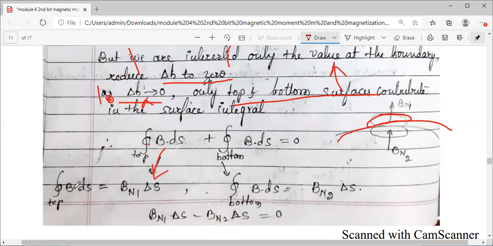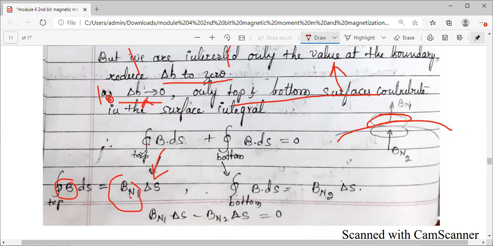So what will be this top surface? Some flux density value will be there. So let me take it as Bn1. N indicates we are interested in normal component. Earlier we were interested in tangential, so we have used TAN. Now we are interested in normal, so you can use NORM or N. No issues. So Bn1.